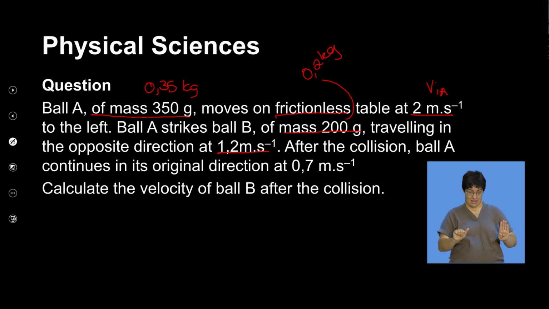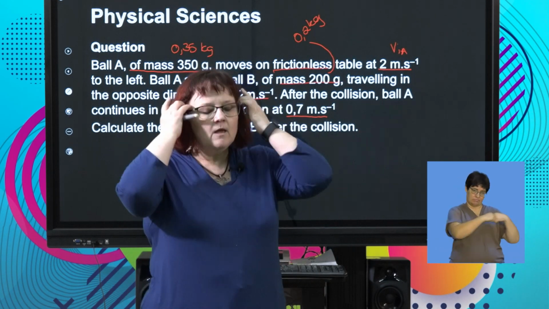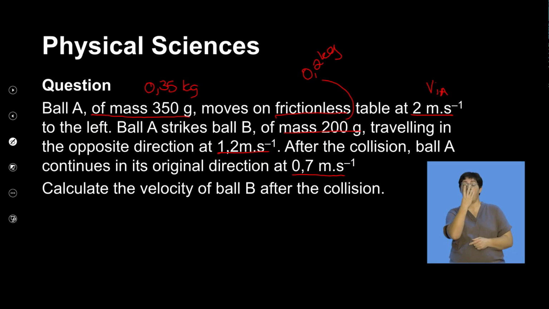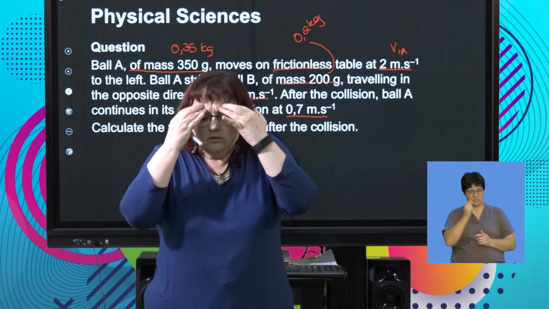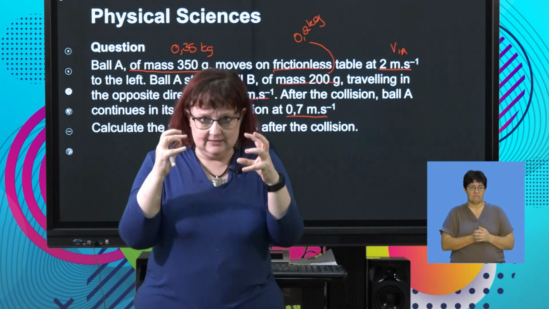Then they say after the collision, so they hit each other, ball A continues in its original direction at 0.7. All right, I showed you a situation where they could collide and they keep going, they end up going in the same direction. Now they ask you, what is the velocity of B after the collision? Now we go, wow, lots of information. How do we process this?